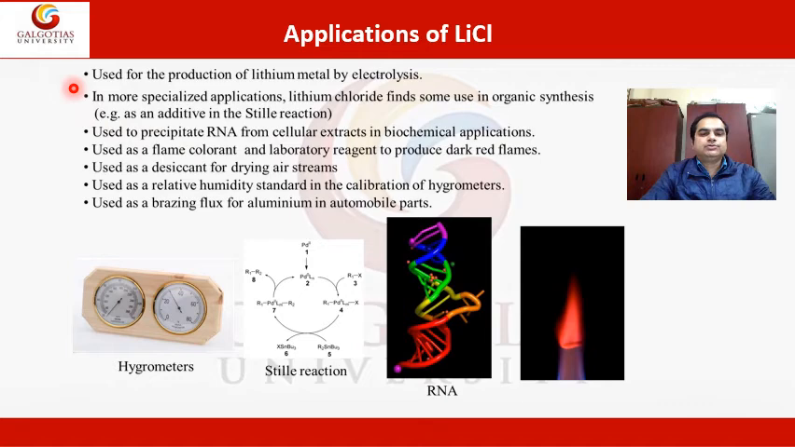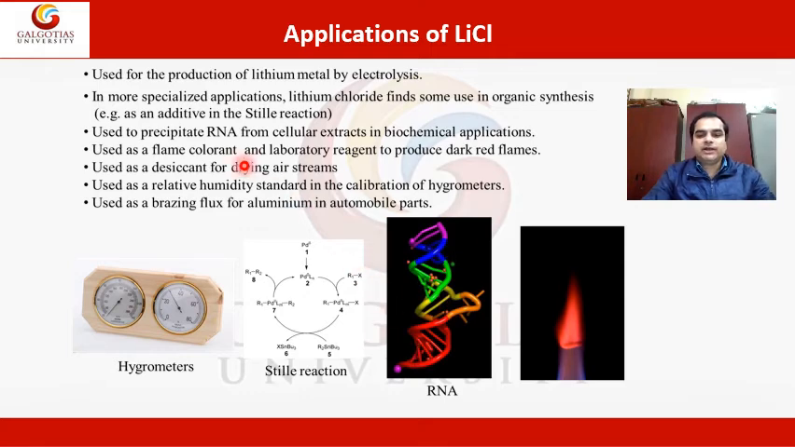We can use lithium chloride for the production of lithium metal by the electrolysis method. In various applications, lithium chloride finds some uses in organic synthesis, like as an additive in the Stille reaction, as we can see in this one. This Stille reaction is utilized mainly for coupling of two different groups. It can also be used to precipitate RNA from the cellular extract in biochemical applications.